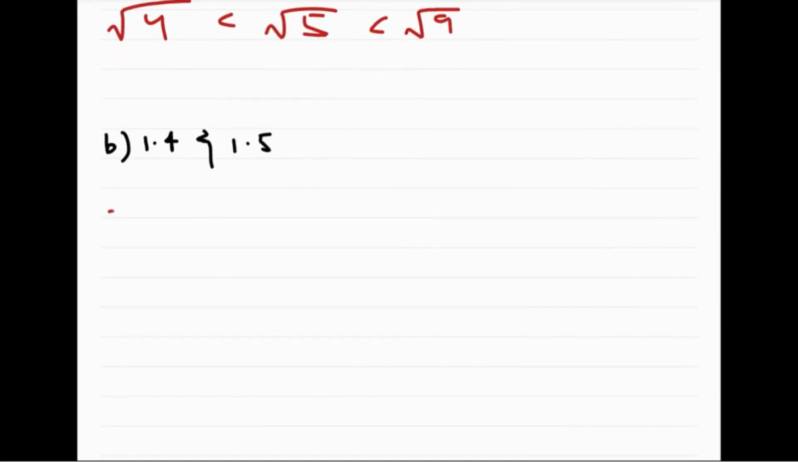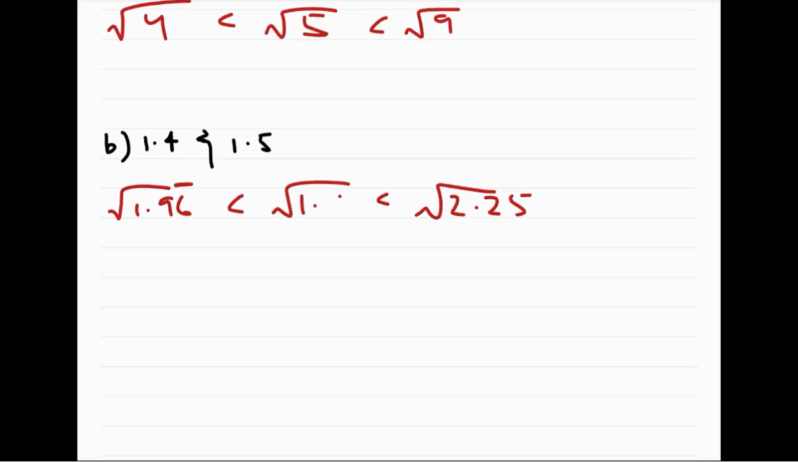Now the second type of question, we have 1.4, right? So we'll just simply multiply 1.4 twice and then we'll get 1.96, and then 1.5 multiplied by 1.5 is going to give us 2.25, and then we have to write a number between them. So we can say 1.97 is an irrational number between 1.4 and 1.5.